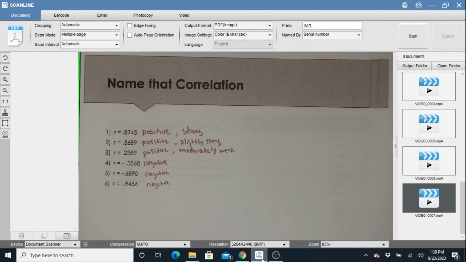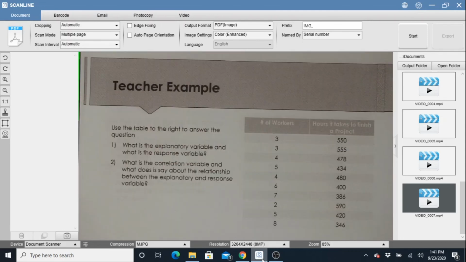Okay, so we got that. Okay, so using the table to the right to answer the question, what is the explanatory variable and what is the response? So remember, the response always depends on the explanatory variable. So if I look here real fast, which one depends on the other?